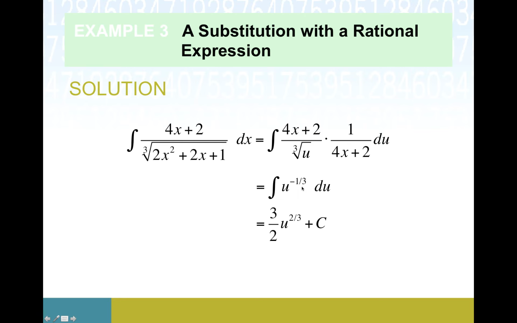We have to be a little careful with fractions here. Negative 1/3 plus 1 is positive 2/3. If we then divide by that new exponent, divide by 2/3, that's the same as multiplying by 3/2. And the ubiquitous plus c, because this is a whole family of solutions, not just one possible function.